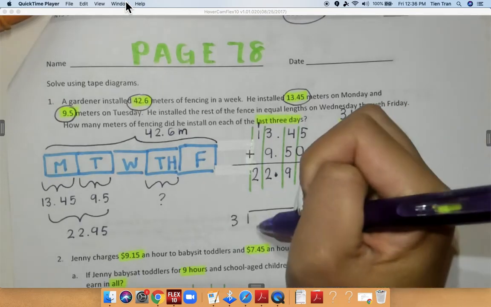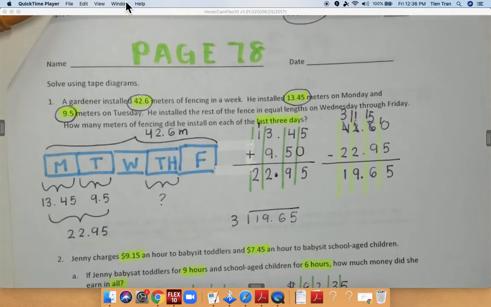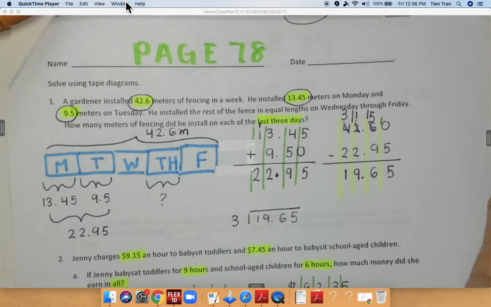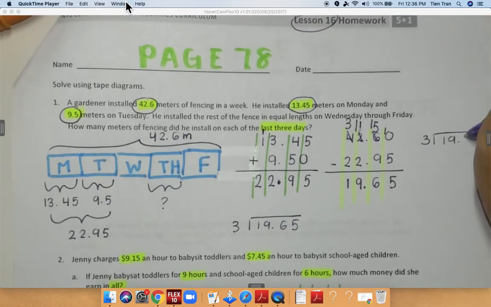Which is 19.65, and I am going to divide. I don't know if I have enough space there. I'm actually going to move that number here. Sorry, you guys. 19.65. Now I'm going to divide.